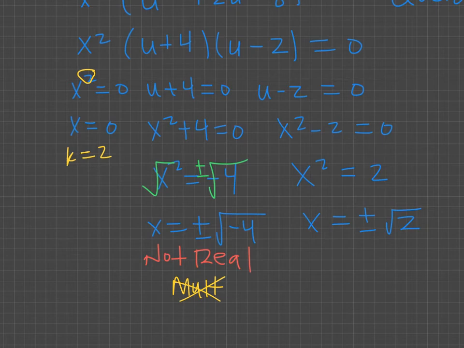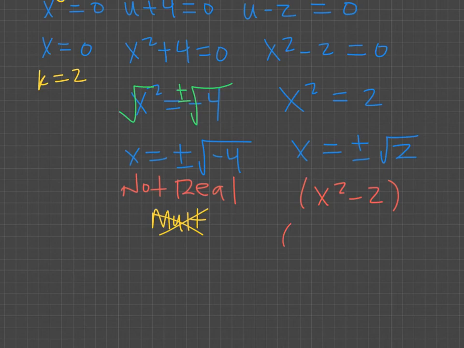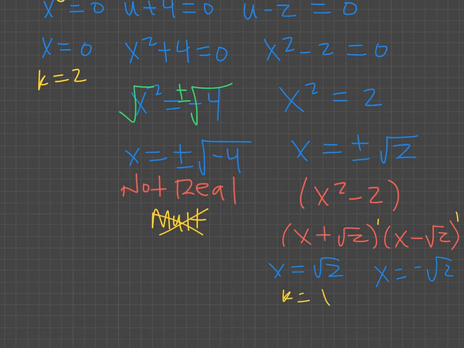And for x equal to plus or minus square root of 2, if we look at the factor that it comes from, if we replace that u minus 2 with that x squared minus 2, that's the factor that gives us x equals plus and negative square root 2. Now, we don't usually do this, but if we were to factor that, it would be x plus square root 2, x minus square root 2. I do that just to show you that those both have an exponent of 1. So both x equal to square root 2 and negative square root 2 have multiplicity of just 1.